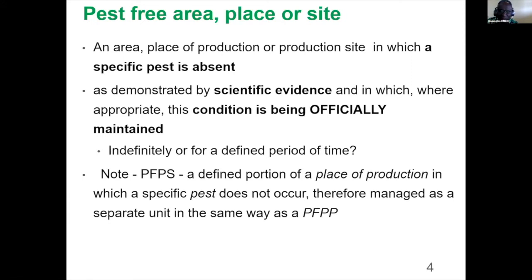But it's good to recognize that for production site, pest-free production site, this could be a place of production where a specific pest does not occur, where a specific pest doesn't occur within an area where the pest is normally present, and that place must therefore be treated as a separate production unit.